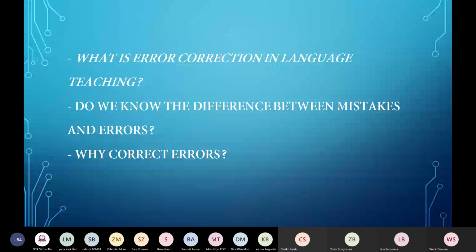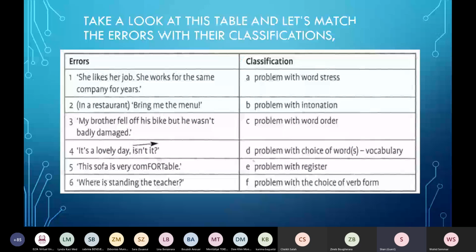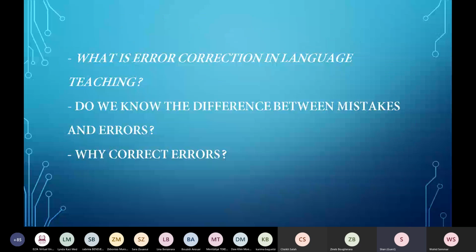So maybe Shan has something to say. Yeah, I completely agree with the speaker there. It's a balancing act. You have to balance between not demotivating the learner, and on the other side, not letting the error become repetitive. That's the only thing I'd like to add. Thank you.